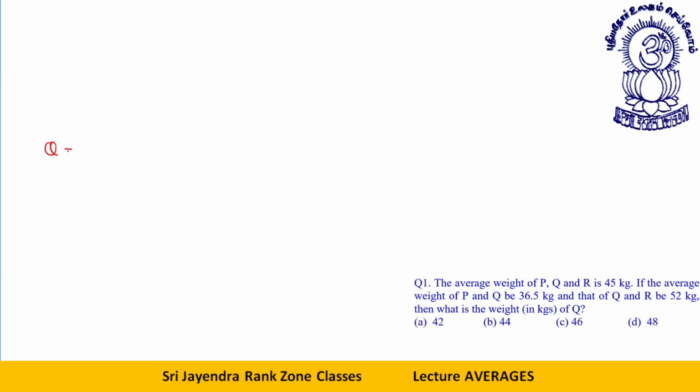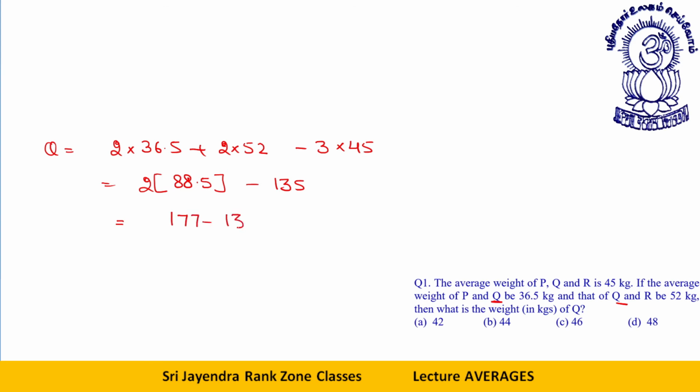The weight of Q will be, see, Q is involved in these two values here and here. It will be 2 into 36.5 plus 2 into 52 minus 3 into 45. That will give me 2 taken common. 36.5 when added to 52 will give you 88.5, minus 135. Or I can say double of 88 is 176, double of half is 1, so 177 minus 135. Q comes out to be 42. Your first option is the answer.